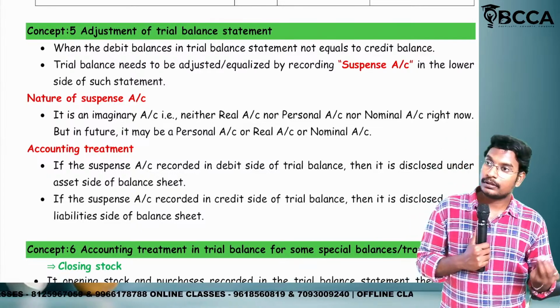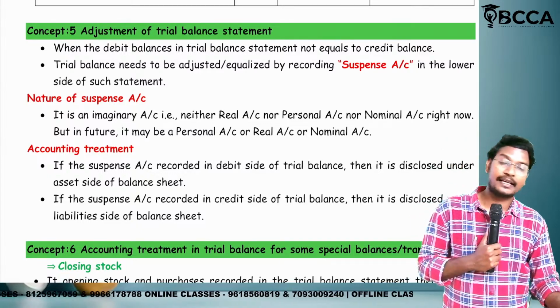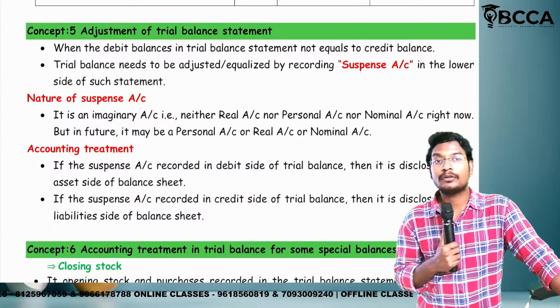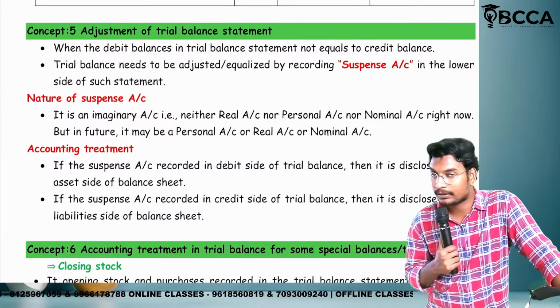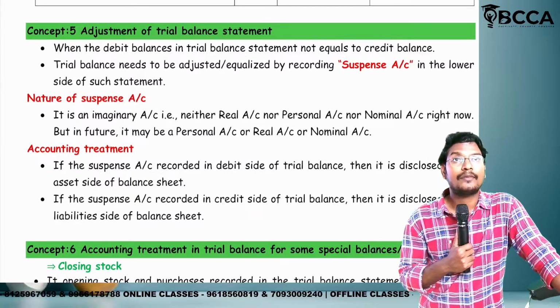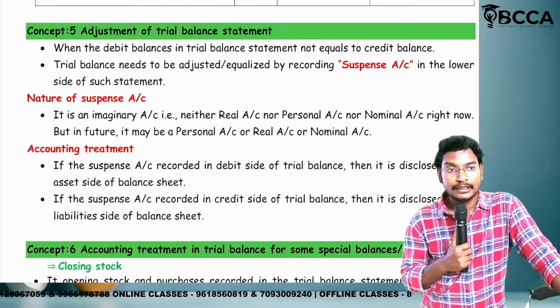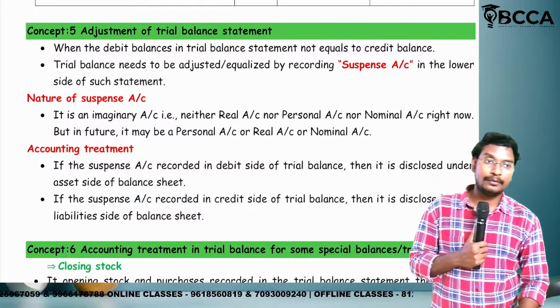We don't know the balance of 3,000, so that we are transferring to the suspense. A temporary account, not a permanent account. A temporary account called an imaginary account. After rectification of errors, that account will be closed. So that concept only will be discussed here.